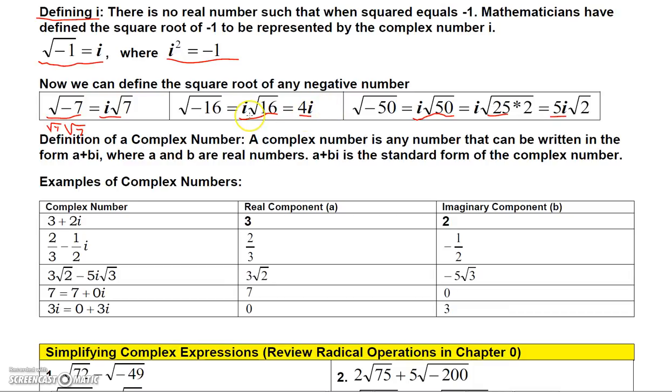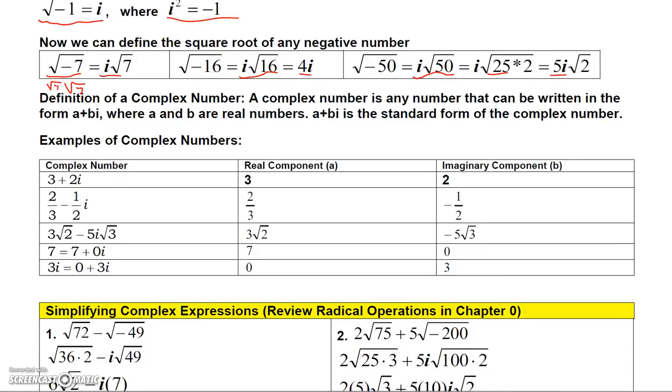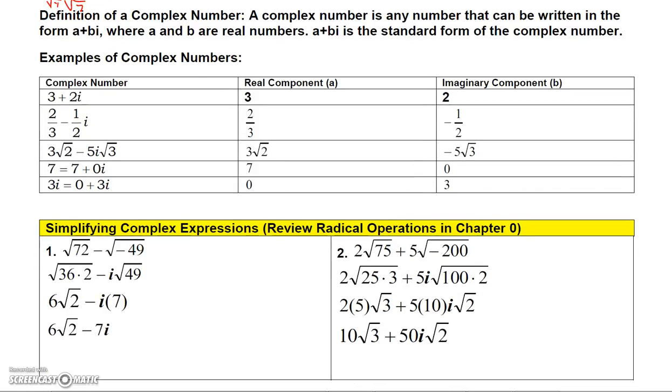If you didn't quite understand that, go back to the introductory or intermediate algebra course and review properties of radicals. Now, a complex number is basically a number that can be written in this form, a plus bi, where a and b are real numbers. And that's called the standard form of a complex number.